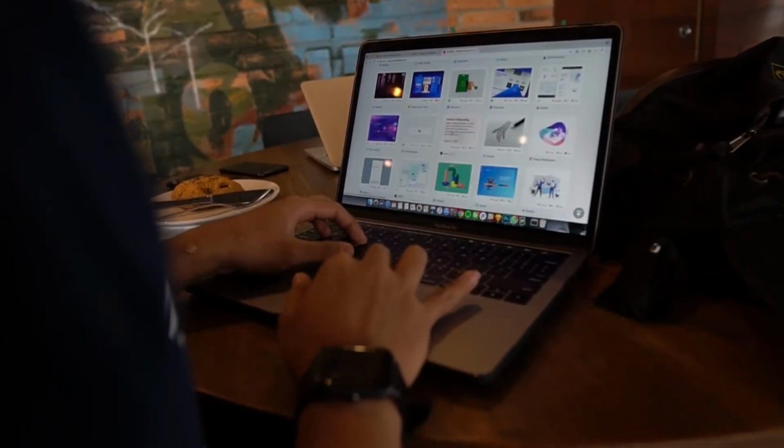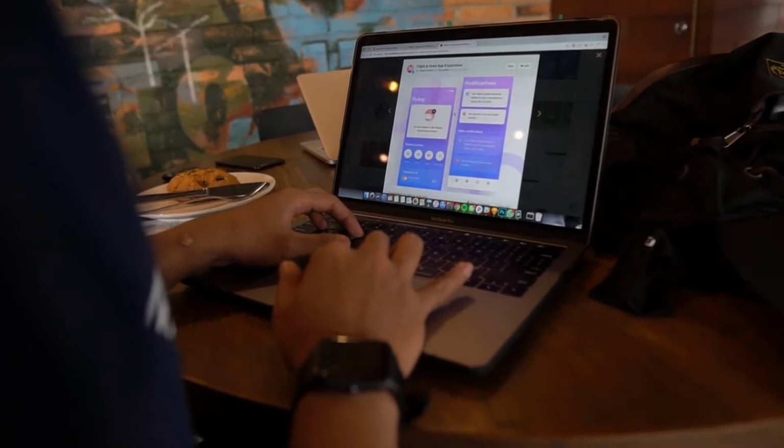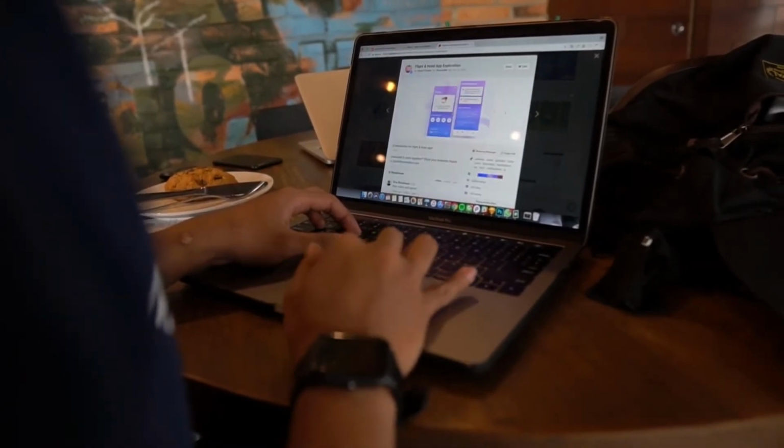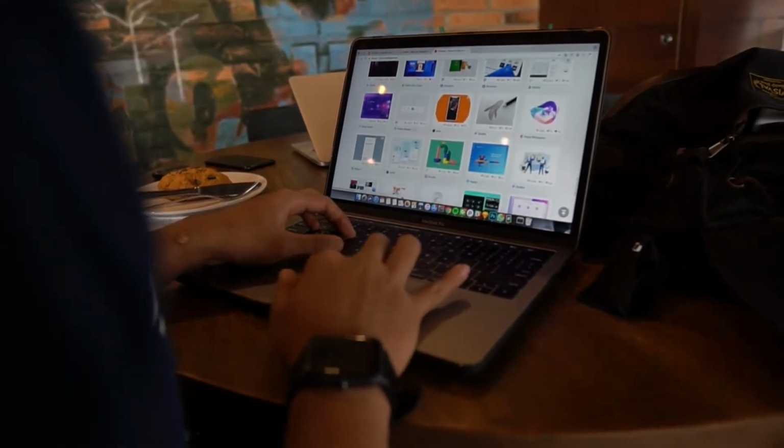Internet is the backbone of the web. The World Wide Web, WWW, commonly known as the web. Web is the part of the internet that contains websites and web pages.